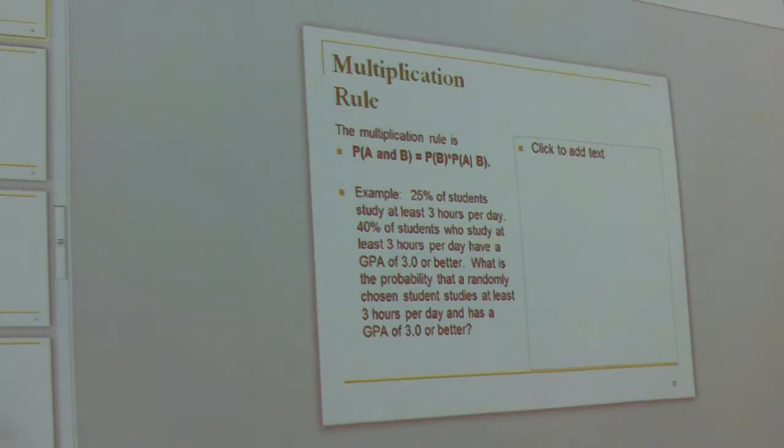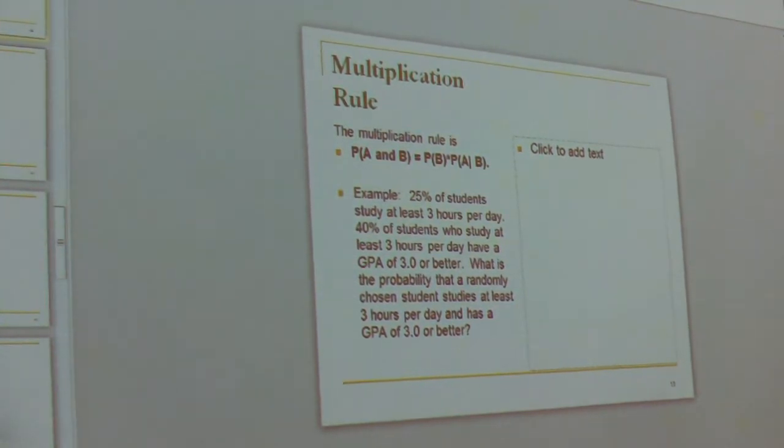And the good thing about this formula is we can get a multiplication rule here for a more general case. So now how about if A and B are dependent? Okay, they are not independent. Then we have to use this formula. P of A and B equals P of B times P of A given B.